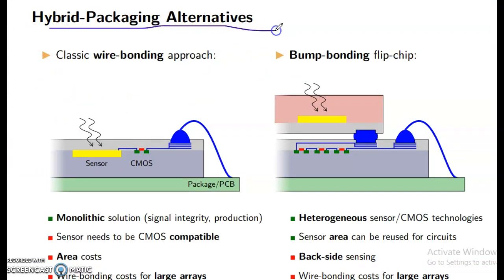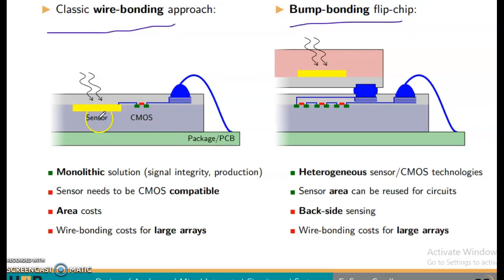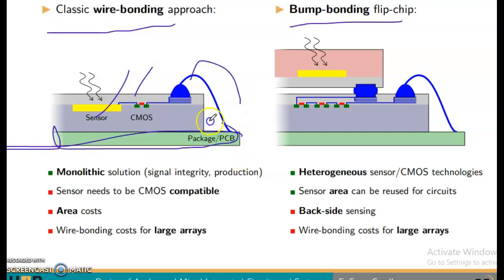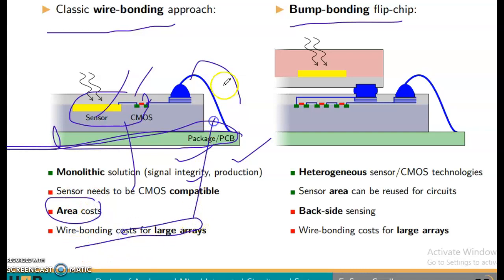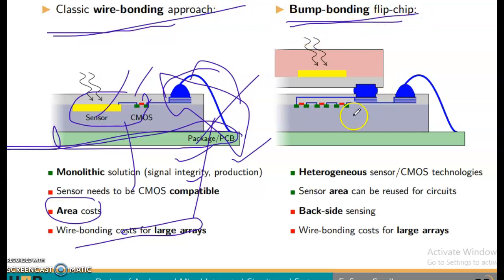Hybrid packaging alternatives. Classic wire bonding approach. Bump bonding, flip chip. Here sensor, CMOS, wire bond, package, PCB. Monolithic solution, signal integrity protection. Sensors need to be CMOS compatible. Area cost, and wire bonding cost for large areas. This is the wire bonding with the PCB. This is the classic wire bonding approach. Here, bump bonding, flip chip.